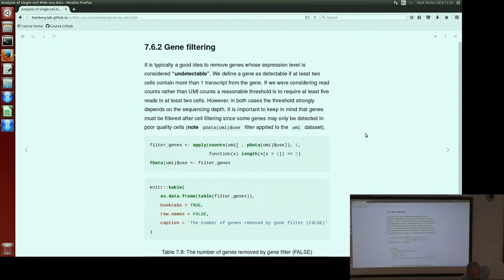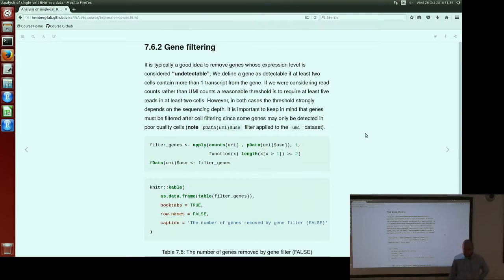And now we can do the filtering of genes which are considered undetectable. For this data set, we define a gene as detectable if at least 2 cells contain more than 1 transcript from the gene. So if you have 1 cell with 1 transcript out of 800 cells, this gene is actually not informative at all. You don't need to keep it in your data set. So that's the gene filter that we apply.